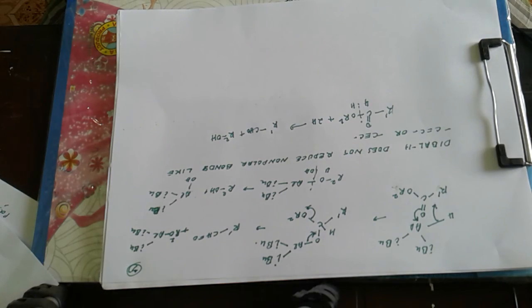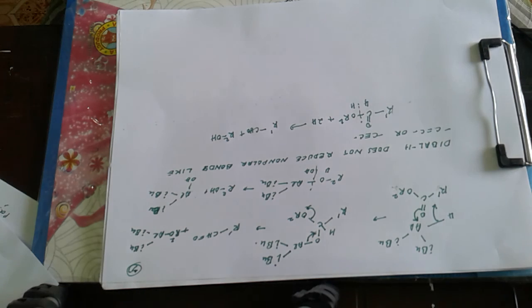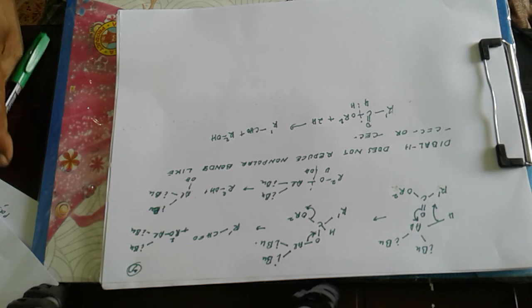triple bond C. Now they are non-polar because the bonded atoms are the same, so they have the same electronegativity. Now this quality, that is the ability not to reduce non-polar bonds, is also possessed by lithium aluminum hydride, which is a powerful reducing agent in organic chemistry. C double bond C is not reduced by lithium aluminum hydride, only polar bonds are reduced. Here also DIBAL-H does not reduce non-polar bonds like C double bond C or C triple bond C. So that is enough. Thank you.